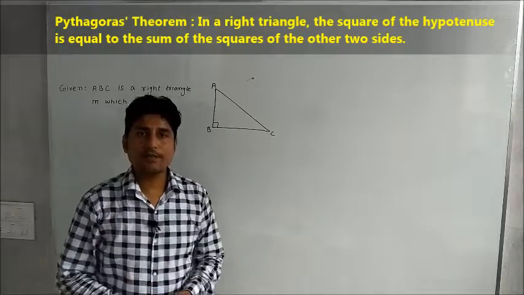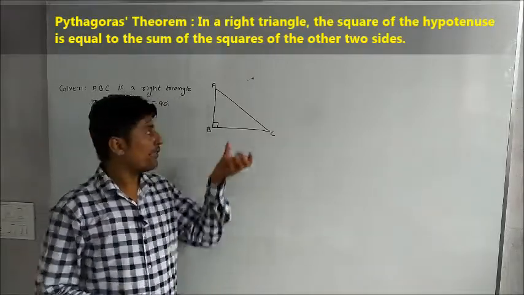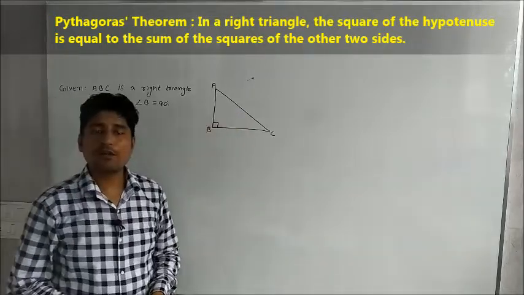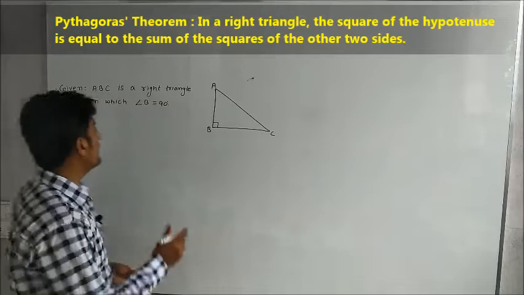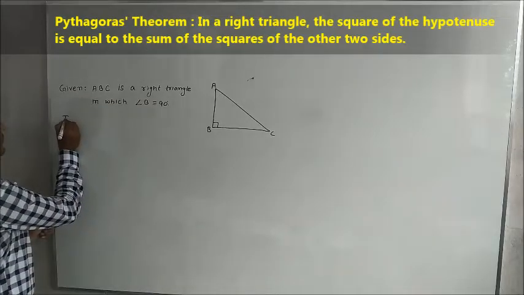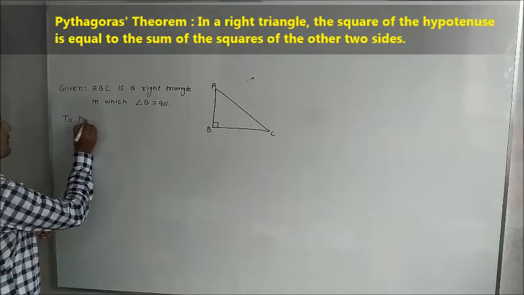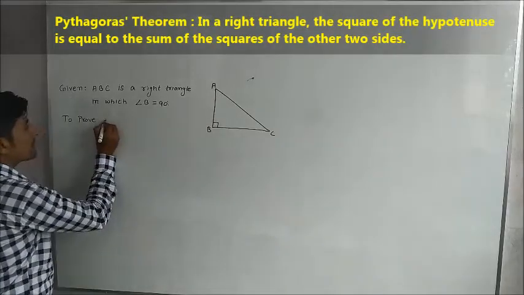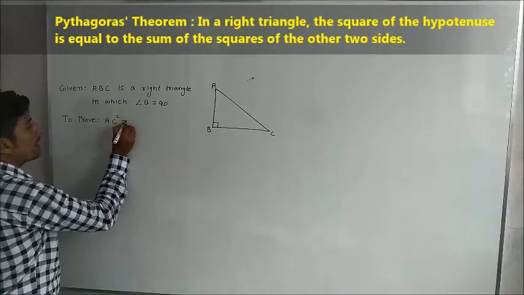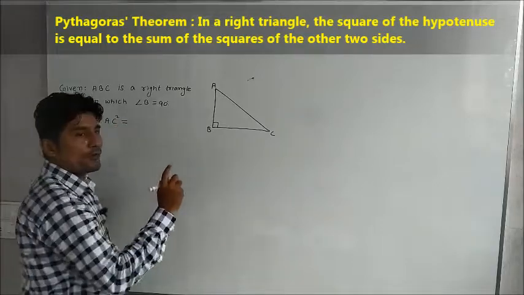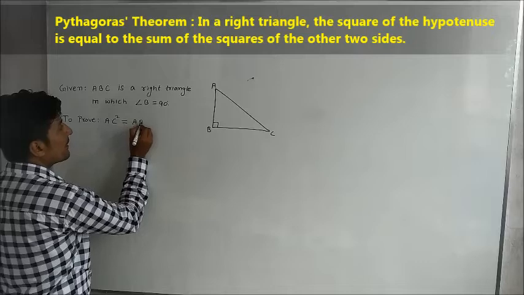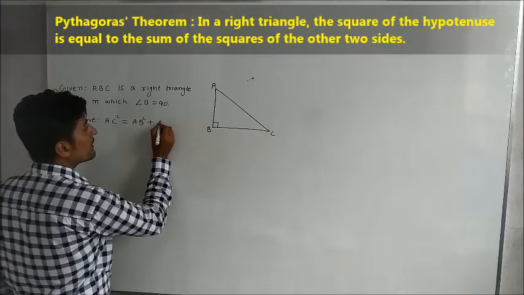Let us see the statement once again. The square of hypotenuse is equal to the sum of squares of other two sides. So in the to prove, we have to write down the square of hypotenuse, means AC square, is equal to the sum of squares of other two sides, means AB square plus BC square.